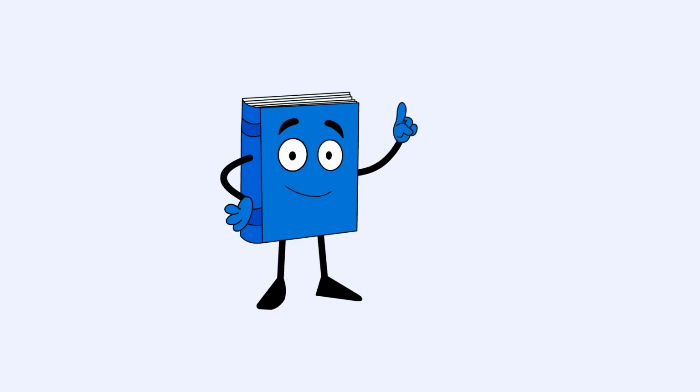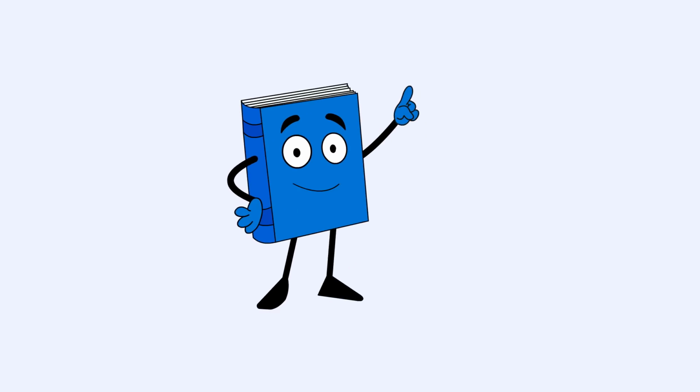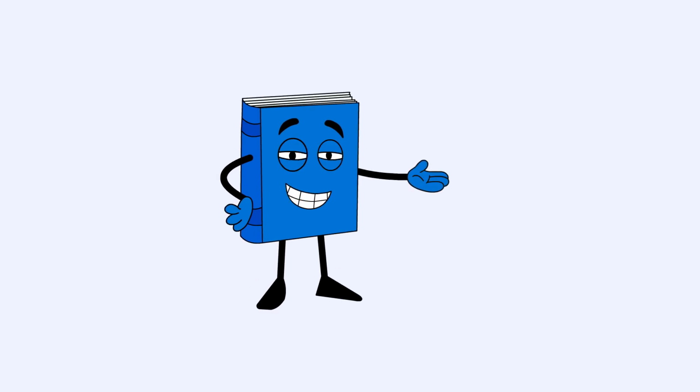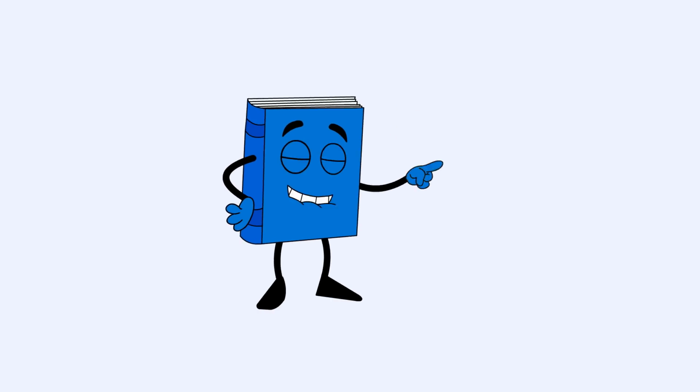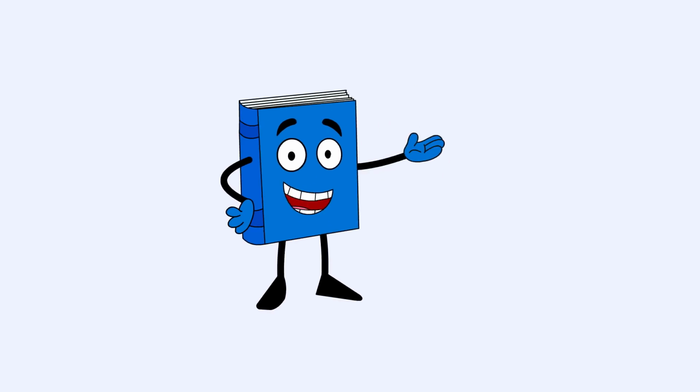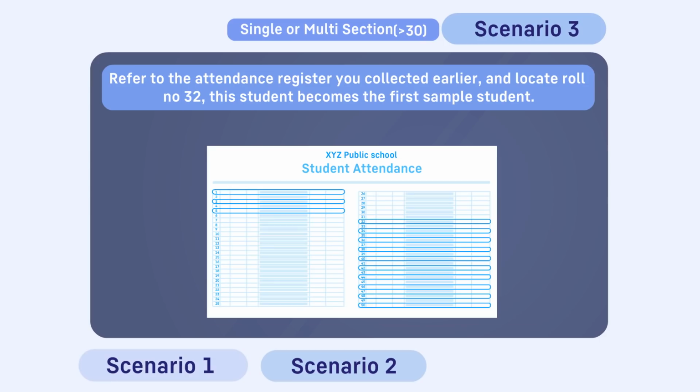Now using the sampling interval M, select every Mth student, or in this case, every second student. So, 34, 36, 38 and so on till 30 students are complete. If the count crosses 50, you start again from 1 till 30 students are complete. In case any students are absent, skip those roll numbers and select the next Mth roll number till a total of 30 students are selected.